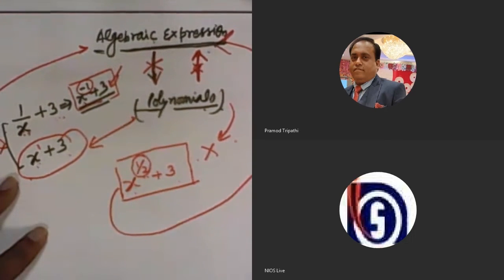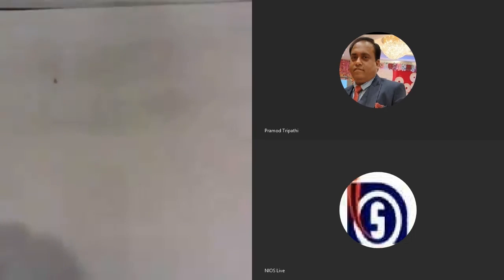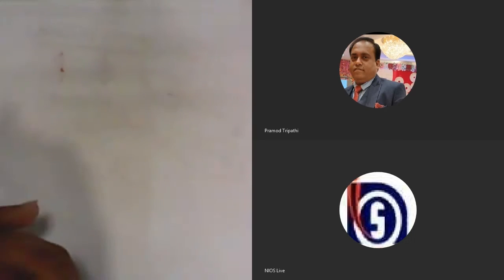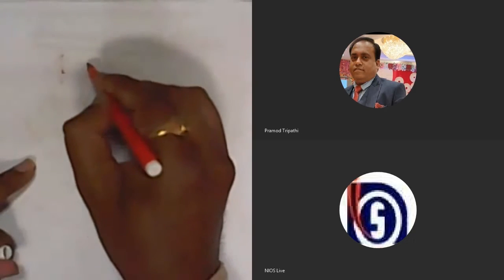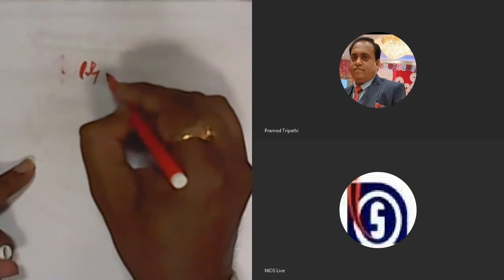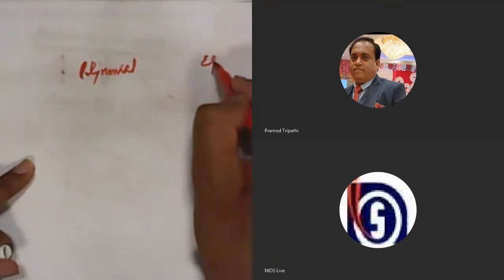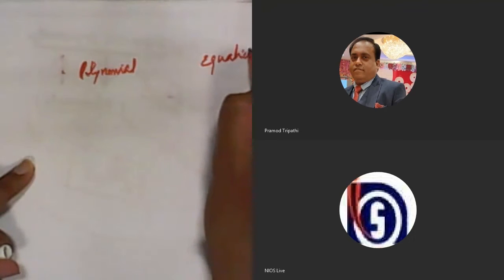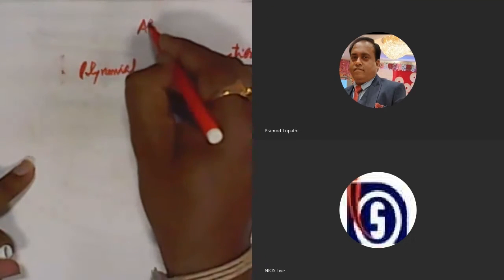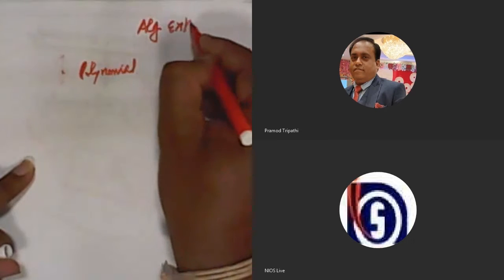So now we see another example here. The polynomial and equation, and this is an algebraic expression.